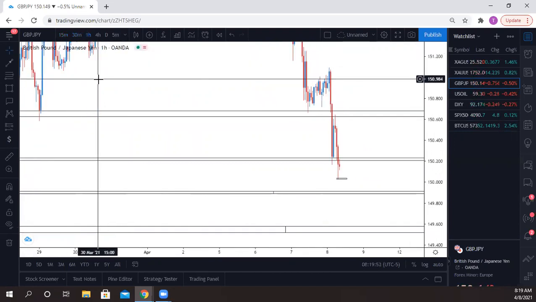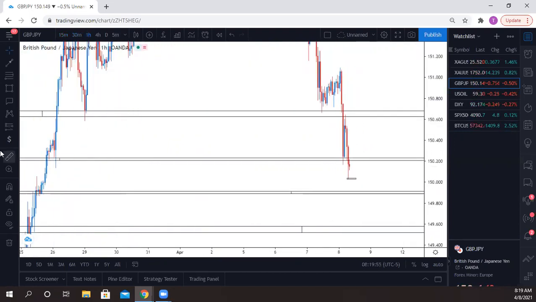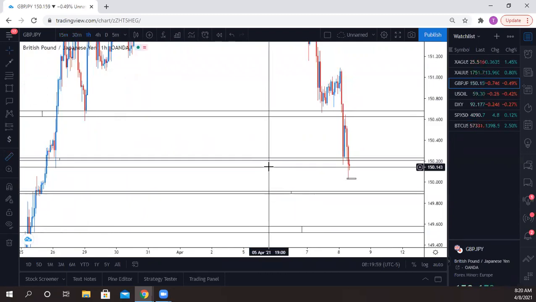Man, I still think this thing's going to fill the rest of this range. I still think this has another 15 pips to drop.